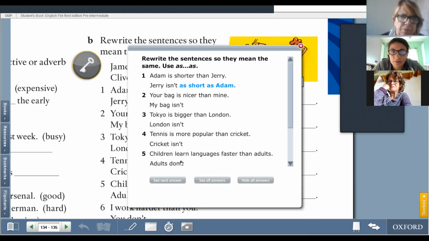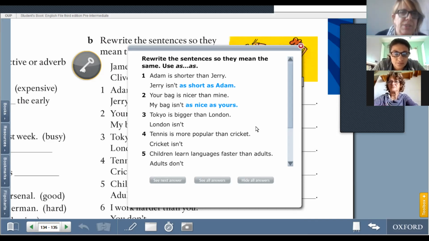Okay, Anna. Your bag is nicer than mine. Yes. My bag isn't as nice as yours. No, as yours. Yes, as nice as yours.